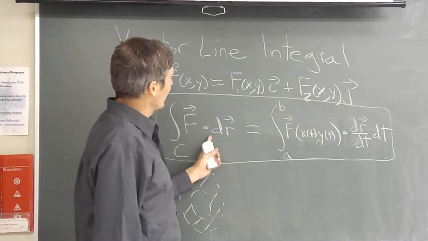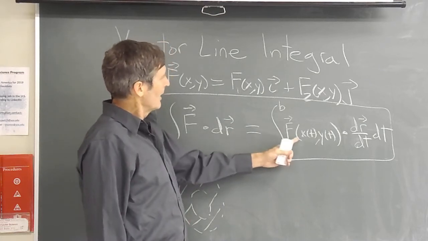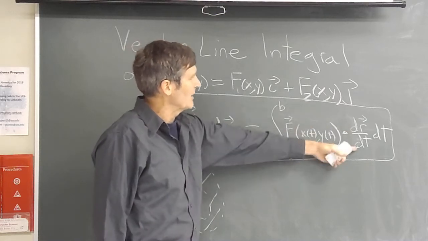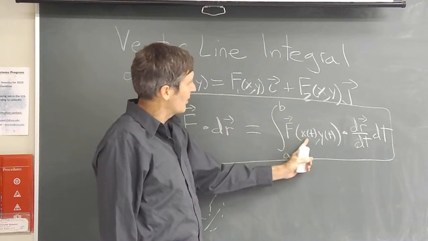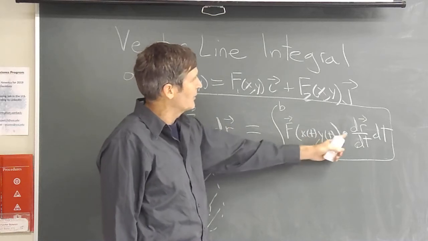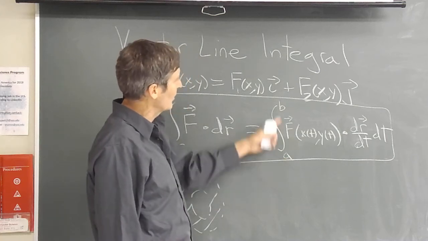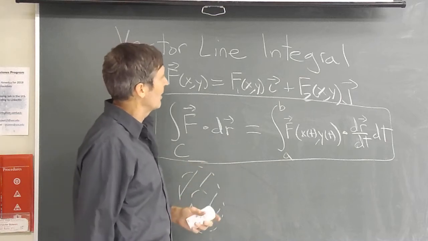So if we want to evaluate this integral, we said before we could, for nice paths and functions, say F is continuous and dr/dt is continuous, then the integral of F dot dr can be evaluated by taking the integral of F dot dr/dt. You just divide this by dt and put dt and go between the limits of t. So that was how we could evaluate vector line integrals.